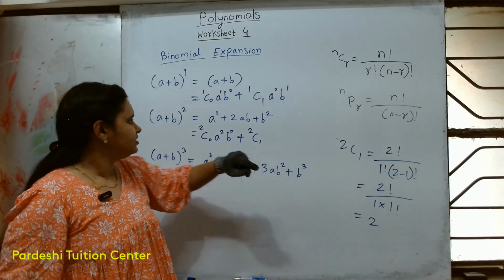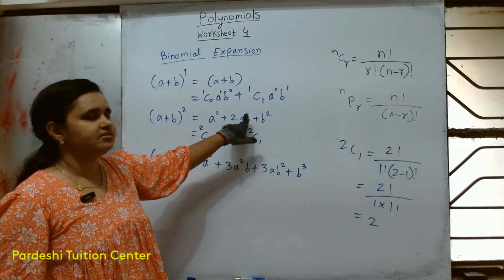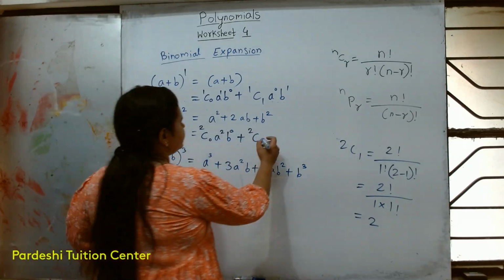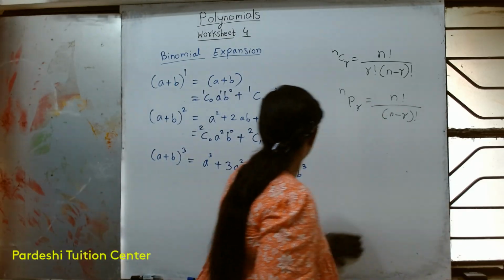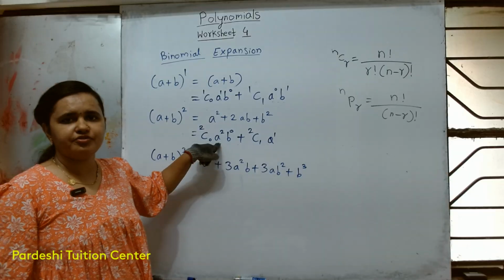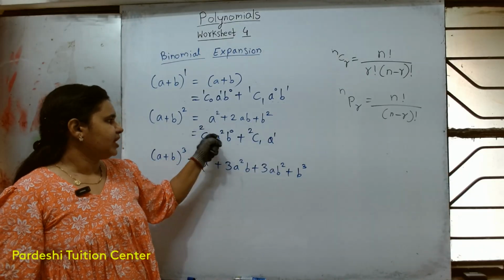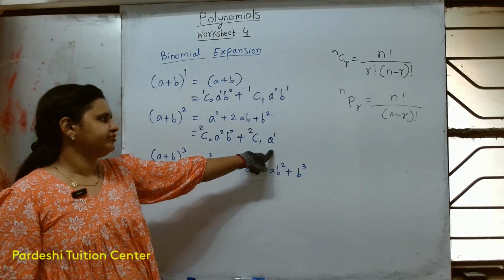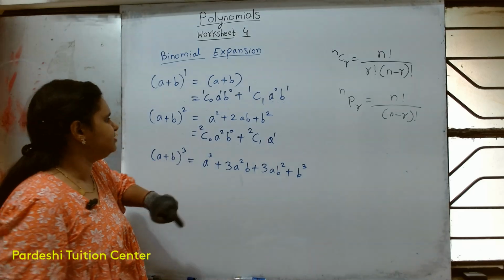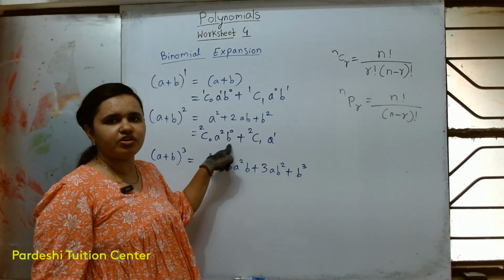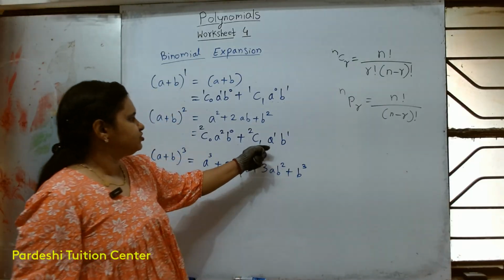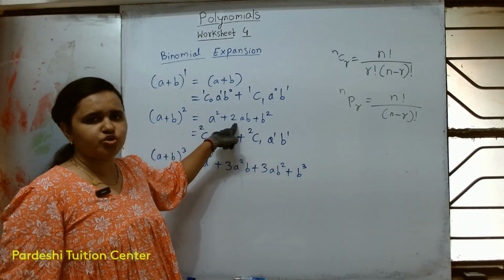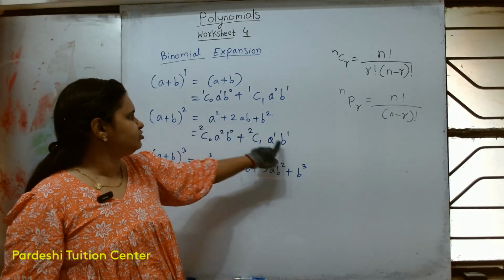Now, here a is only 1, so we will write a to the power 1. Also, you can take it like this: here the power of a was 2 and the power of a is decreasing, so the power of a will be 1 obviously. Now here the power of b was 0, so next will be b to the power 1. So 2c1 is coming as 2, a to the power 1, b to the power 1.